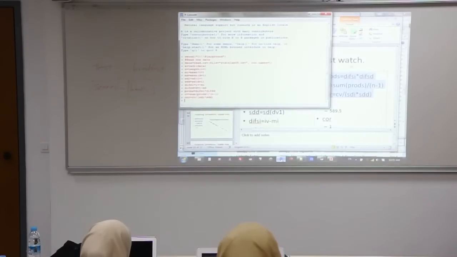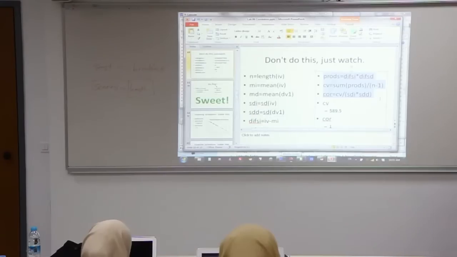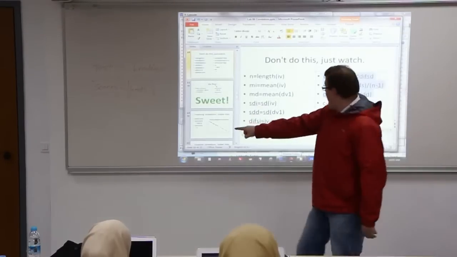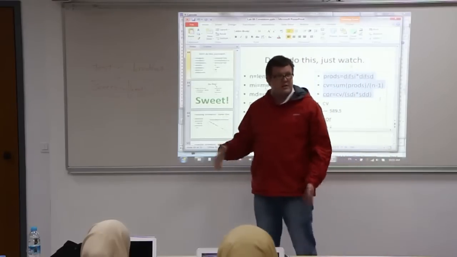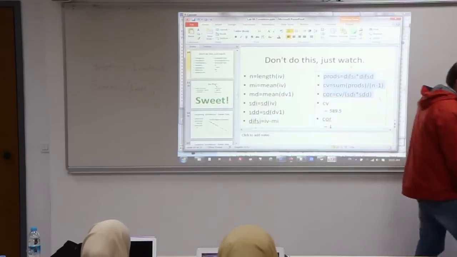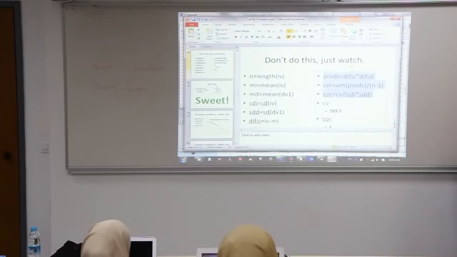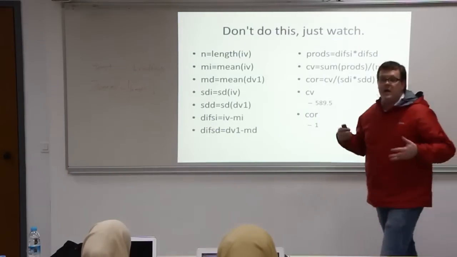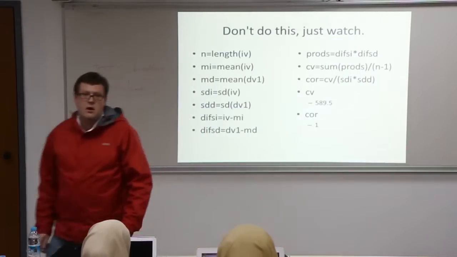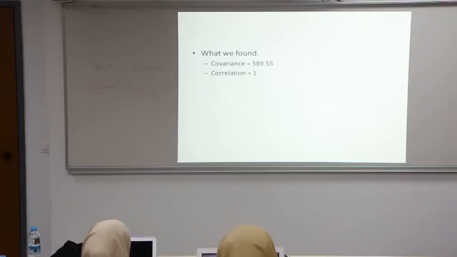So if we look at covariance, that was 589 and change, and the correlation was 1. It should be 1, right? We had everything falling on a line, whereas one thing increased, the other thing also increased. So it should be a correlation of 1. All right, so that's the long way to do it. Now let's do a shorter way to do this.